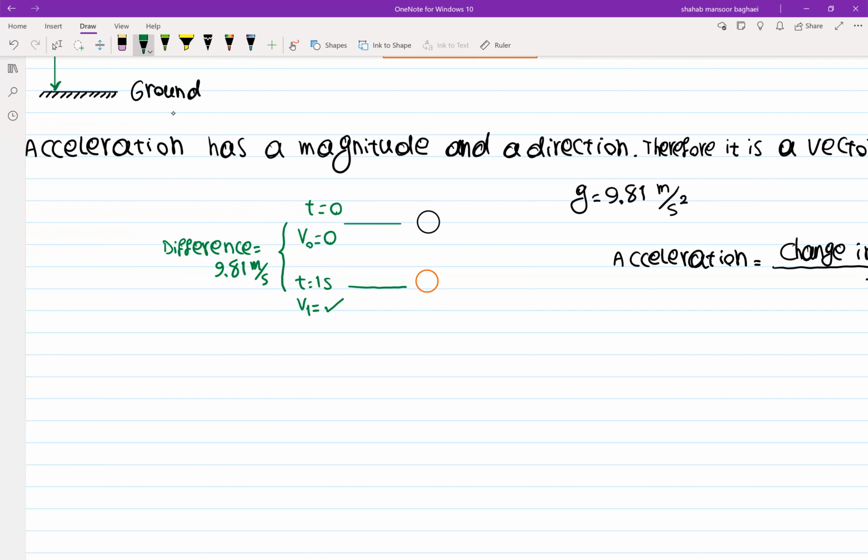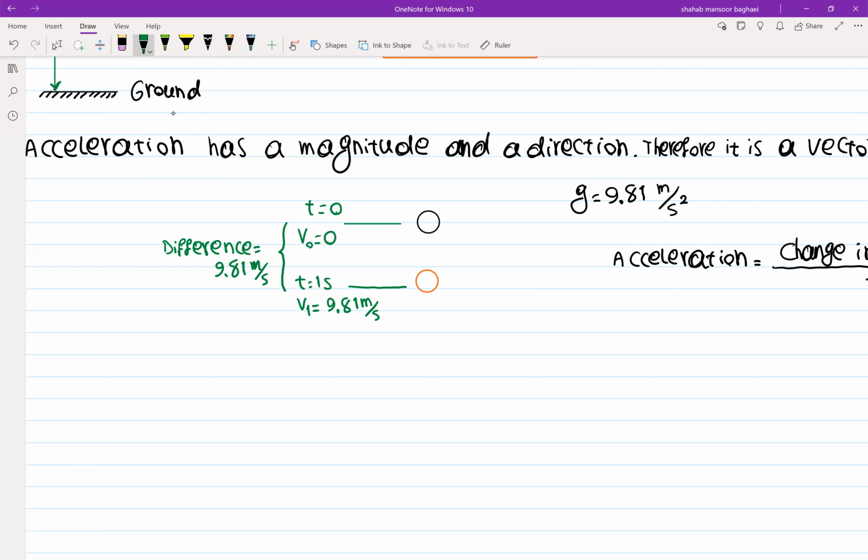Although we know that the first velocity is 0. Definitely velocity V1 should be 9.81 meter per second, because difference is 9.81. Difference between V1 and V0 is 9.81. And this is the concept of acceleration. This is physical justification of gravity.